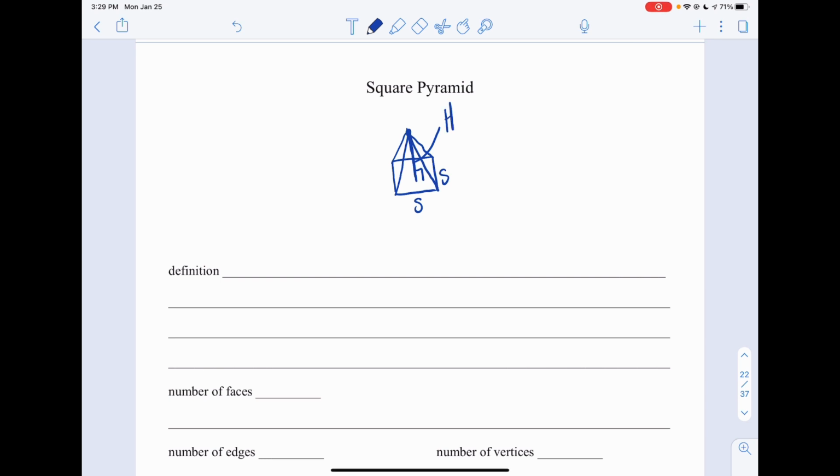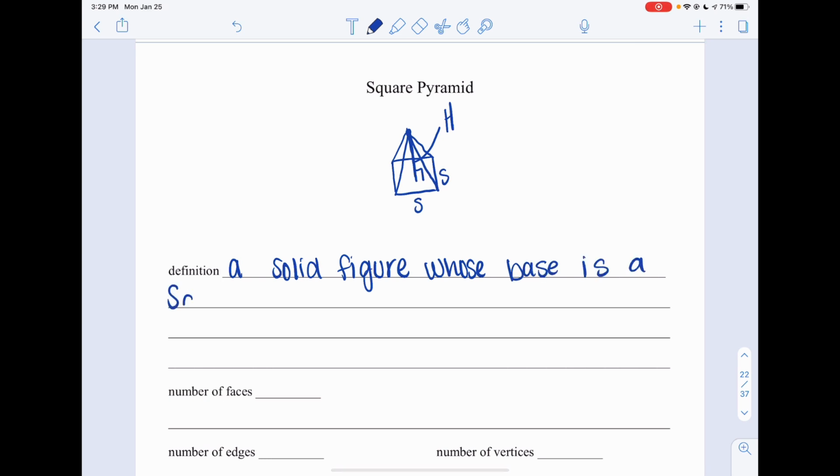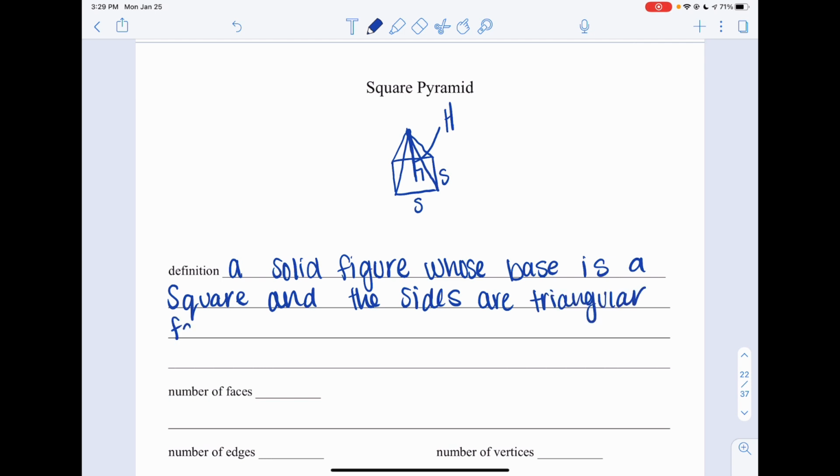Okay, now what a square pyramid is, it's a solid figure whose base is a square and the sides are triangular faces that meet at the apex, which we talked about is the point, the very top of our pyramid.